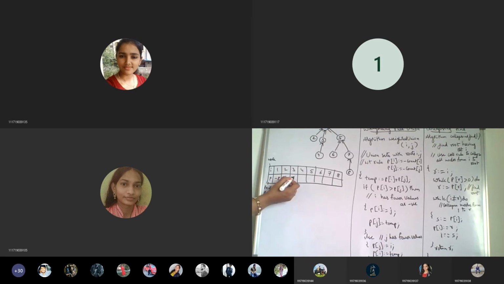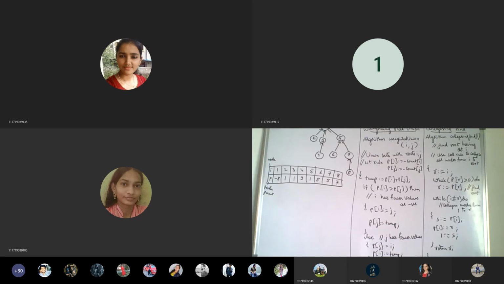Who is the parent of 2? 1. Who is the parent of 3? 1. Who is the parent of 4? 3. Parent of 5 is 1. Parent of 6 is 5. Parent of 7 is 5. And parent of 8 is 7. Okay, so this is the array representation of this tree, the union of two sets.